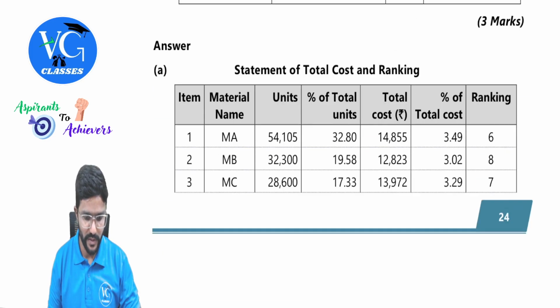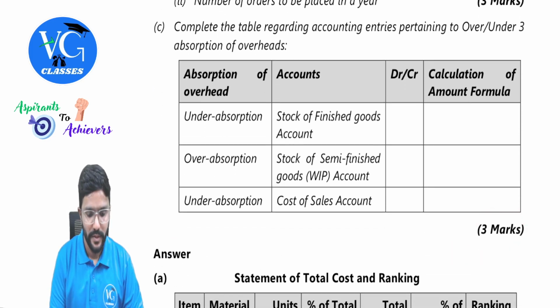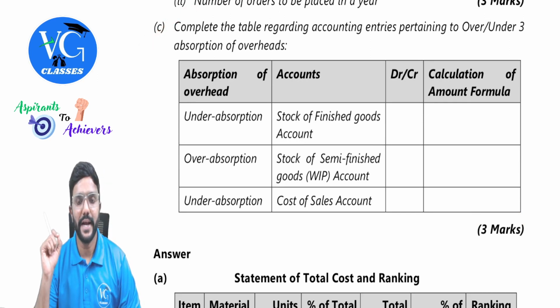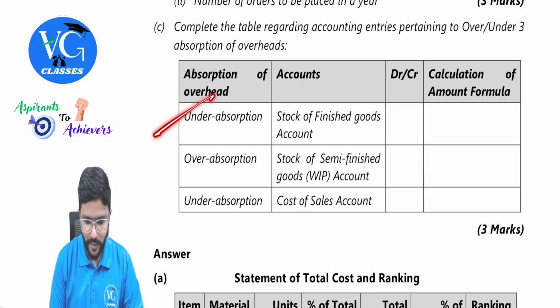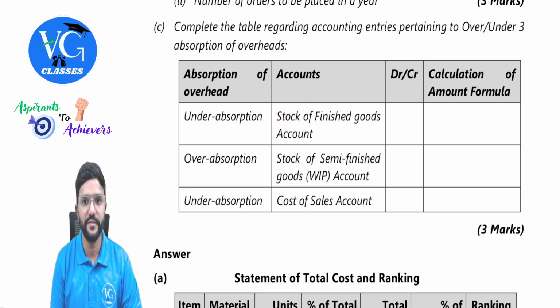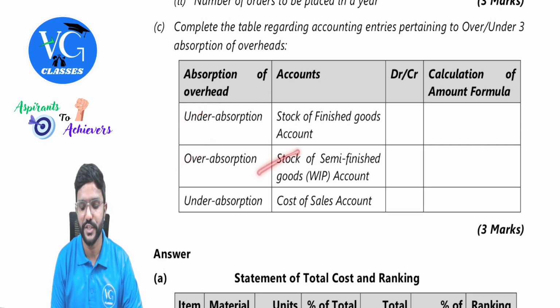Next, sub question. One more sub question is there. C. 3 marks again. Complete the table regarding accounting entries pertaining to over or under absorption of overheads. Under absorption, stock of finished goods they have given. Finished goods account. Should it be debited or credited? Over absorption, stock of semi-finished goods, WIP control account. Under absorption, cost of sales account.